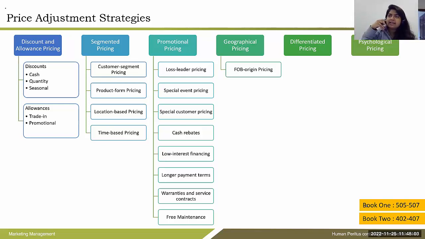Let's say Saffola oil, instead of 100 rupees per liter, you're selling at 50 rupees per liter. But if you're going to buy Saffola oil, people have a tendency to start buying other things also, which are at a higher markup. So in all, the departmental store is making money. Okay.